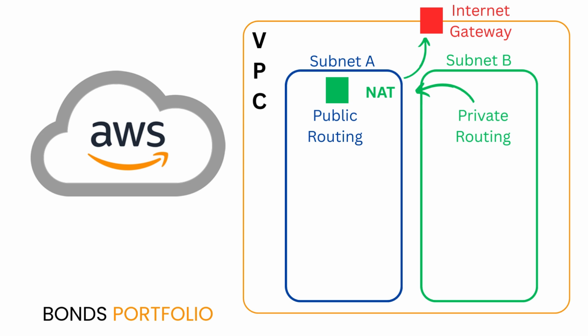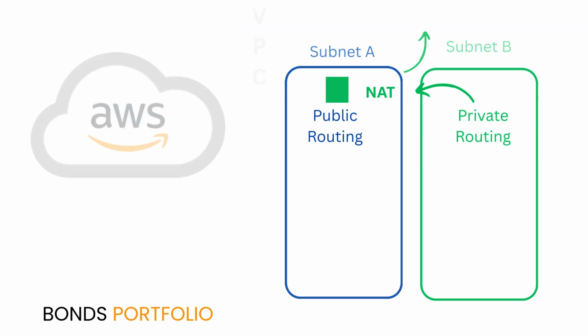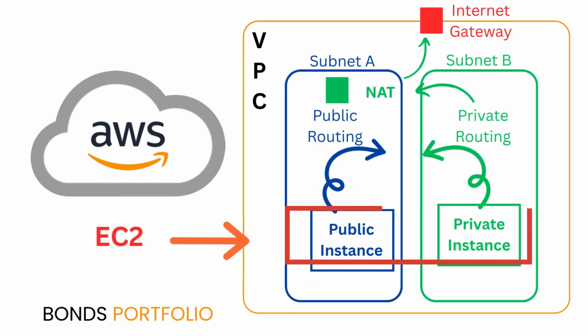So far, I've created the VPC, Internet Gateway, subnets, and routing tables. Now I'm ready to put some actual compute power into the network. I'll do this by adding EC2 instances to the network.